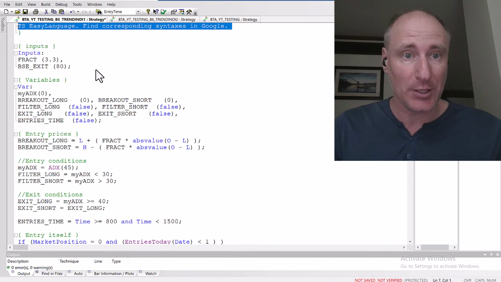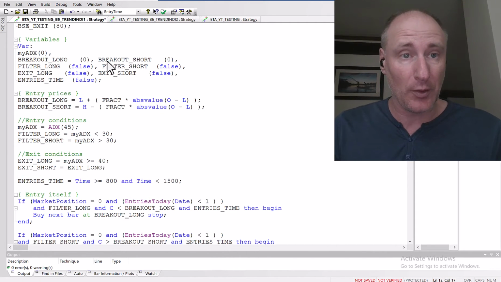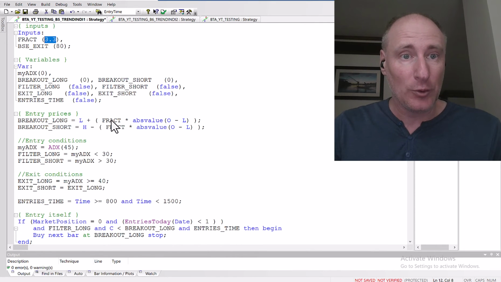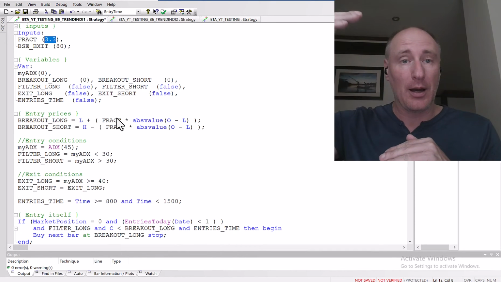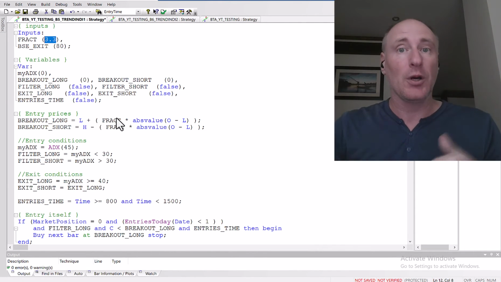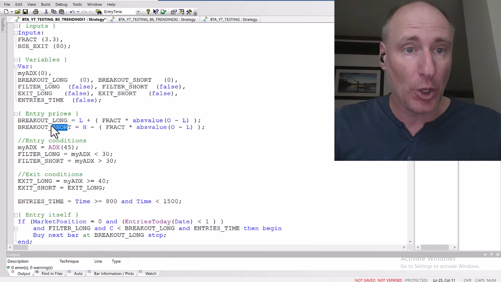As I said, the strategy itself is quite simple. It is built on the Breakout Trading Revolution concept, where you basically create some breakout level and then add a filter. The breakout level calculation in this strategy is very simple. You take the current bar low, and then you add 3.3 times volatility to it. And when this particular level is broken towards up or towards down, we establish a long or short condition.